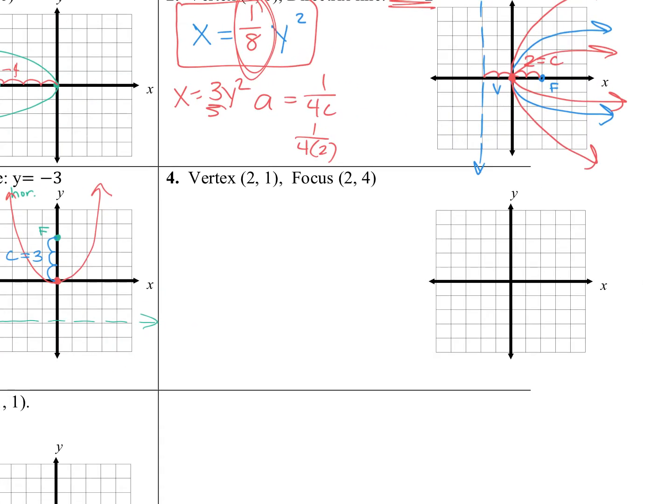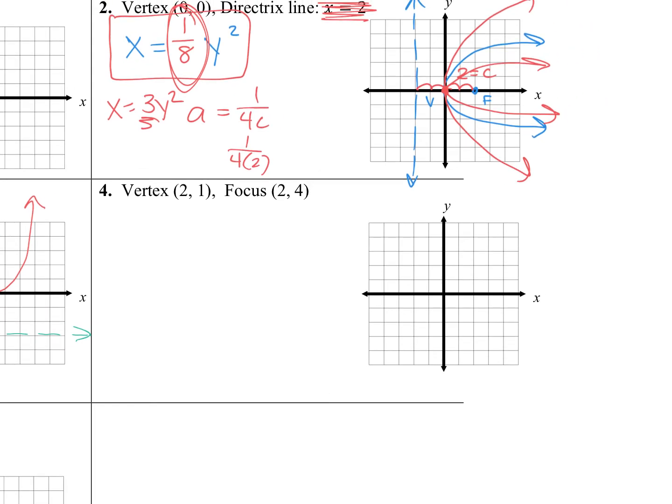All right, number 4 changes. So our vertex is not 0, 0 anymore. Still a parabola. It says the vertex is 2, 1. So that's here. Focus is 2, 4. So that's here. Focus, vertex. So this one opens up.